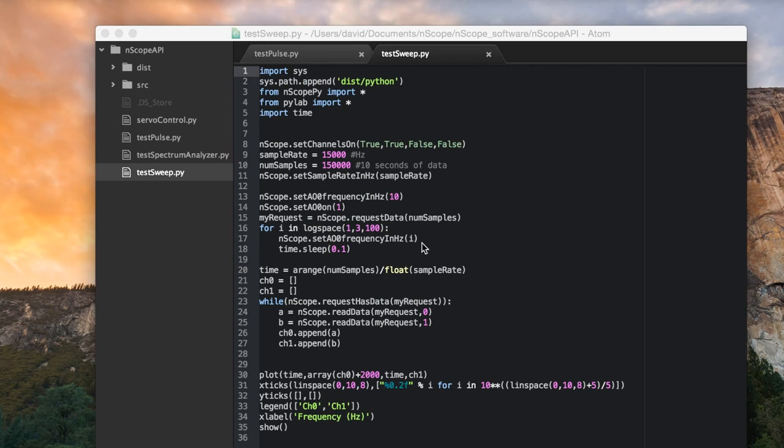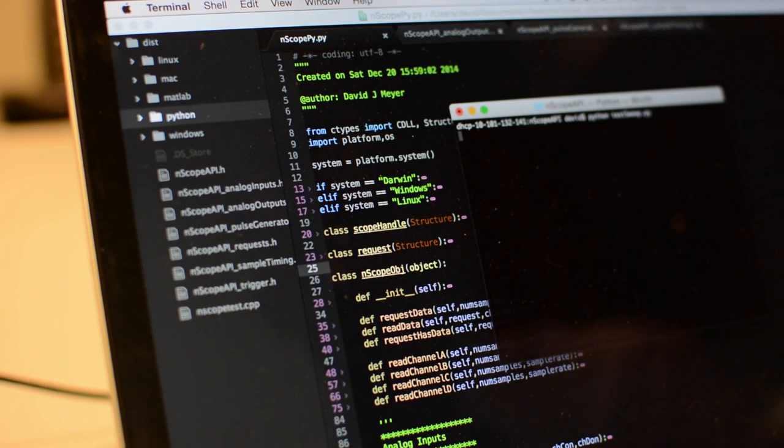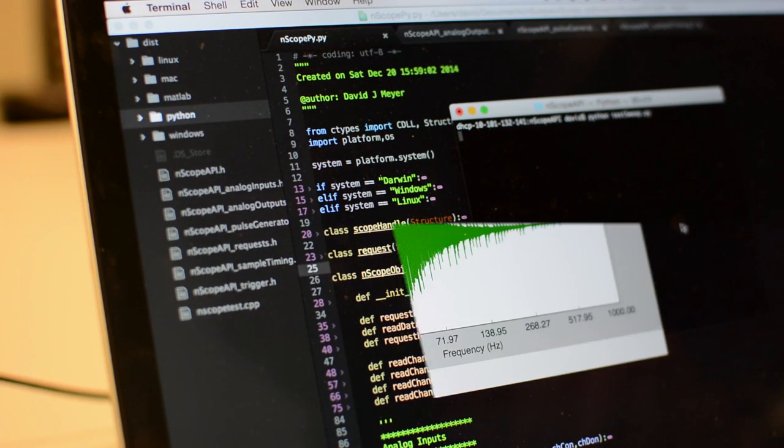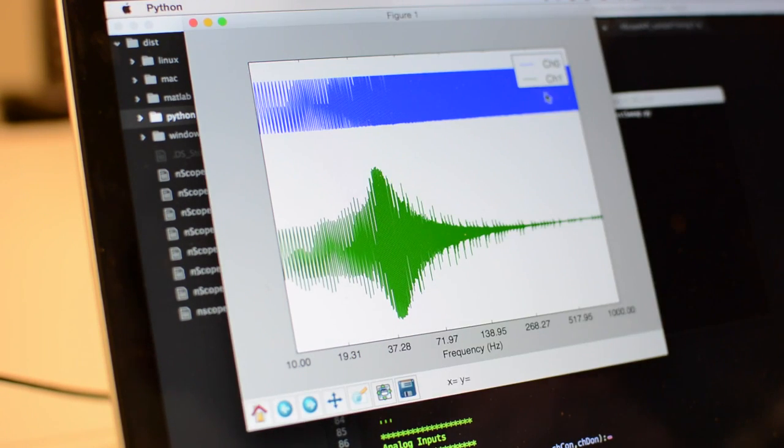All we have to do is run the Python script I've written to control the sine wave frequency. And after 10 seconds of data collection, we see a nice even amplitude input and an output amplitude that peaks at around the system resonance of about 40 hertz.